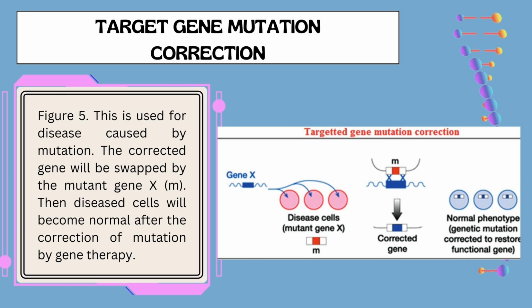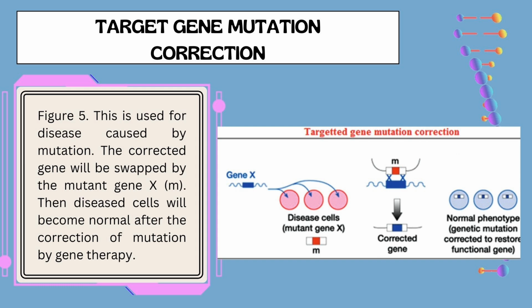In the picture, the figure begins by showing a diseased cell containing a mutant gene X, represented by M. This mutant gene is causing a disease. As you can see, yung gene X, dyan nagmumula yung disease cells or mutant gene ng X. Then, in gene therapy, a normal functional copy of the gene is introduced.